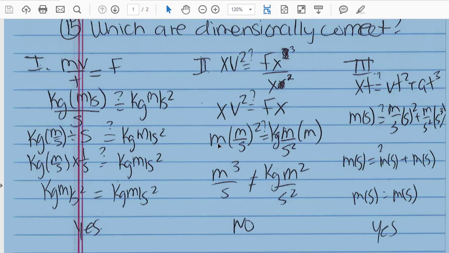X is distance, so it's measured in meters. V is meters per second, and I'm squaring it.